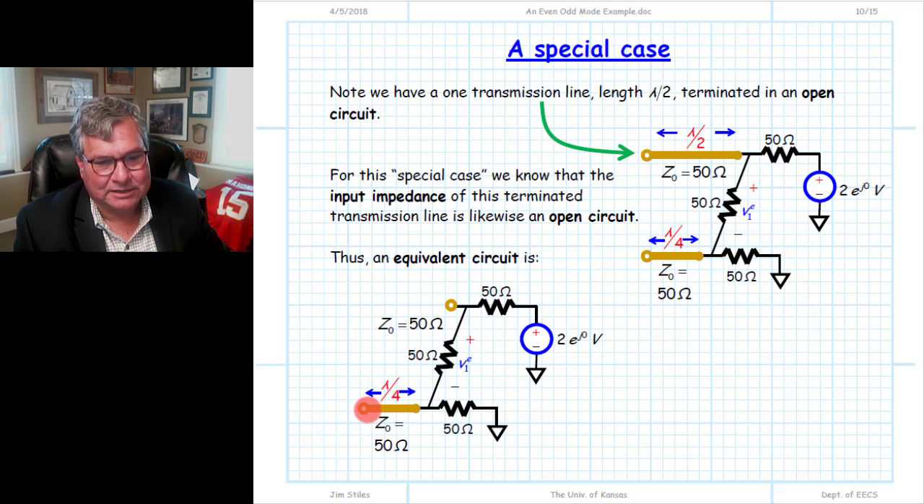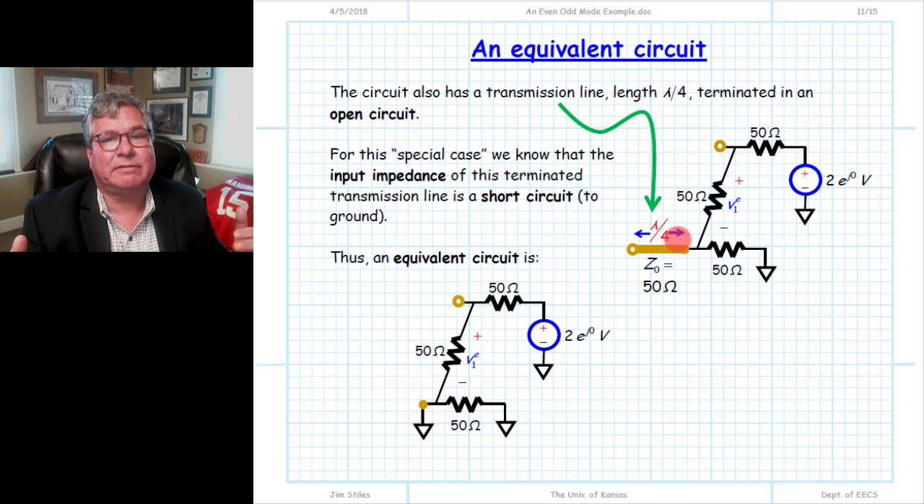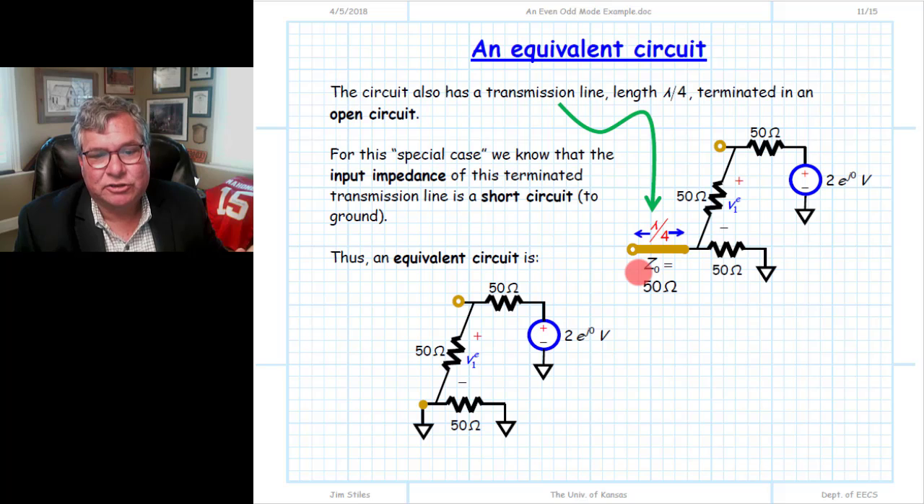Well, fortunately, we know what that answer is. This again is a special case because its length is lambda over 4. Really, this is a special case in two ways. The transmission line is lambda over 4, and the load that terminates this transmission line is an open circuit. And we've seen this before and did the analysis where the input impedance of a quarter wavelength transmission line that is terminated in open circuit turns out to be an input impedance of 0. Quarter wavelength, the input impedance is proportional to the inverse of the load impedance. Since the load impedance has an infinite size, then the input impedance will be 0, a short circuit.